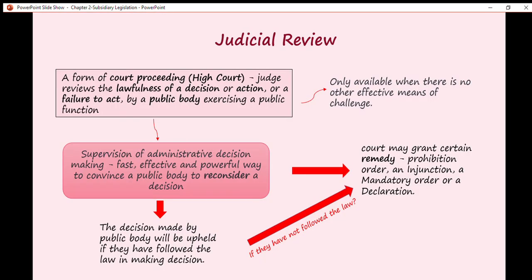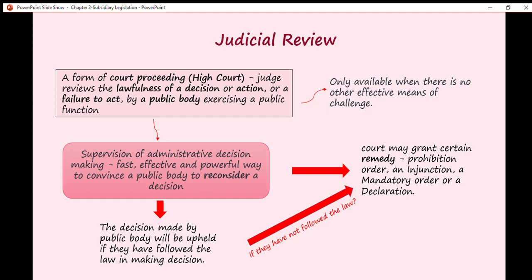Okay, basically these are the important notes on judicial review. So what is meant by judicial review? Basically it is a form of court proceedings which the High Court will normally exercise. The power is given to the High Court because the High Court has a supervisory jurisdiction as provided by the Court of Judicature Act 1964.